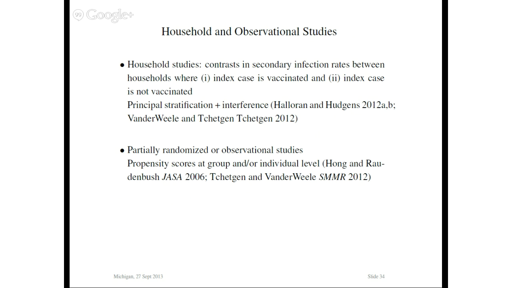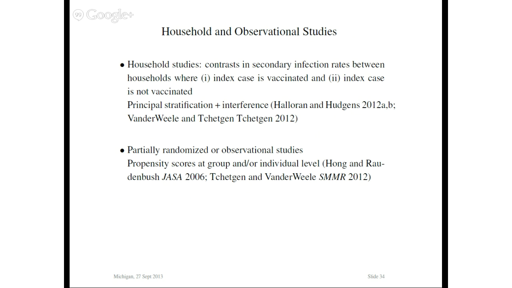So you wouldn't have 100% coverage in the groups that were assigned treatment. Or you might have a study like the study in Matlab where individuals were randomized to vaccine or placebo, but not everybody chose to participate in the study. So if you include everybody in Matlab, not just the trial participants, then you have an observational study that has this randomized study at the individual level sort of built in.